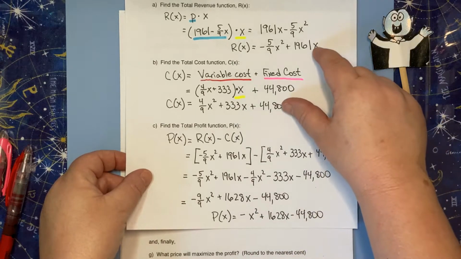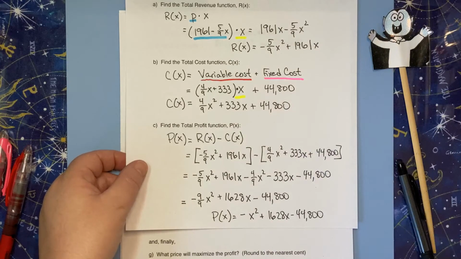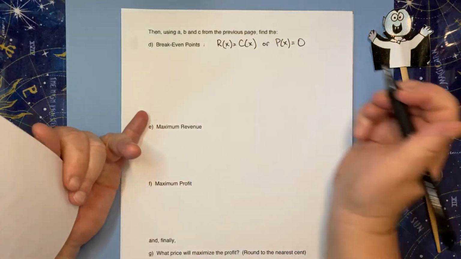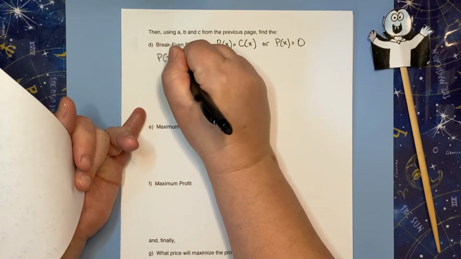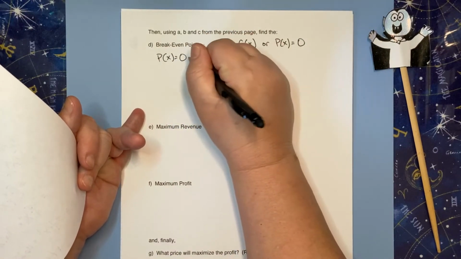If you would like to set these equal to each other, you think that's easier or you prefer it, go for it. You do you. Okay, so I'm going to choose profit equals 0.